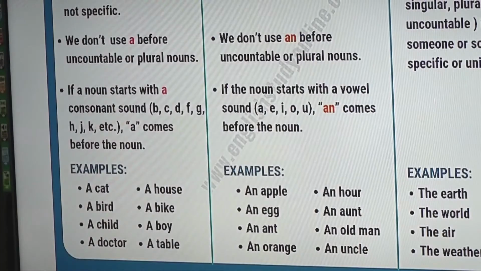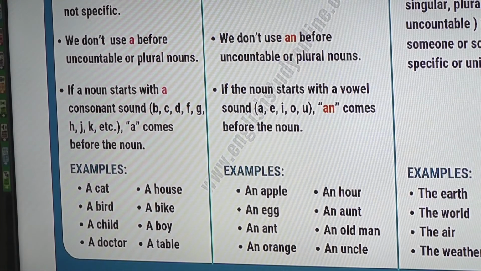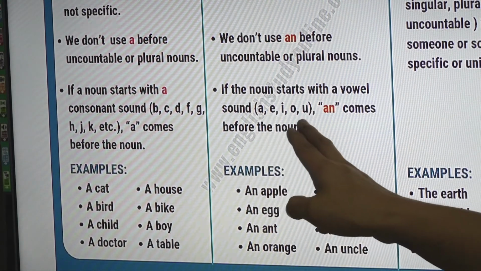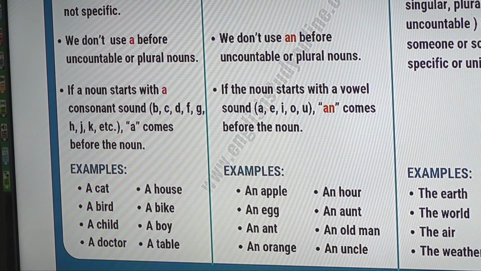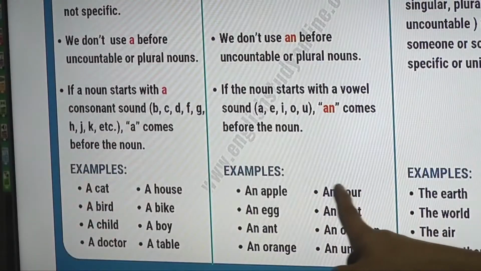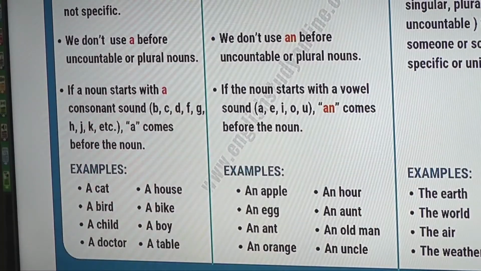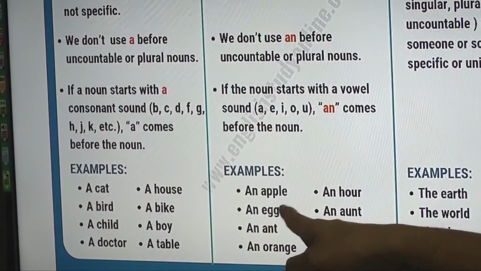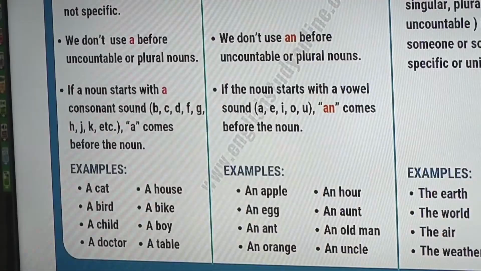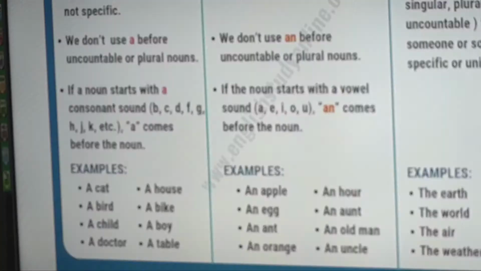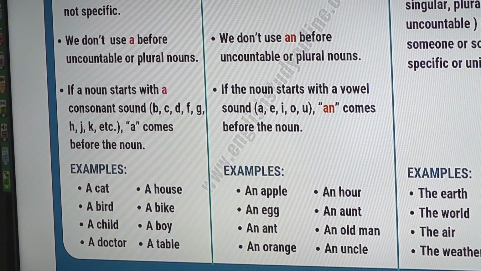Now, when do we use an? We use an if the noun or the word afterward starts with a vowel. So A, E, I, O, U, right, comes before the word. So an apple, an hour, an ant, an old man, okay? So, I ate an apple yesterday and I am eating an apple today. So, we talked about one apple yesterday and one apple today. I ate an apple yesterday and I eat an apple today.